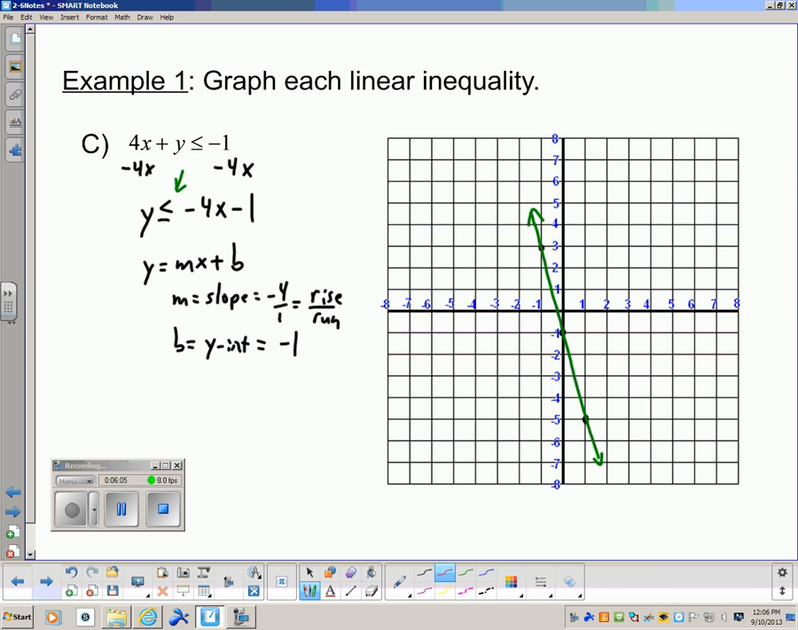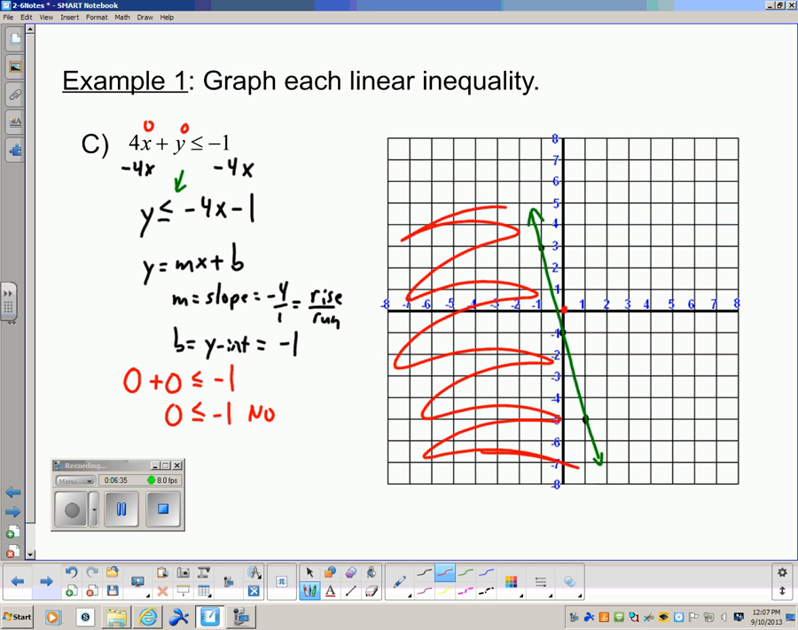Pick a point that's not on that line. Most of the time, if 0, 0 is not on the line, I'm going to probably pick it. So I'm going to pick 0, 0 and put it back in there. So if I do that, I get 4 times 0, plus 0. Is that less than or equal to -1? 0, is that less than or equal to -1? No, 0 is not less than or equal to -1. 0 is greater than, so no. So I'm not going to shade on the side where 0, 0 is. I'm going to shade on the opposite side. So there's our graph.